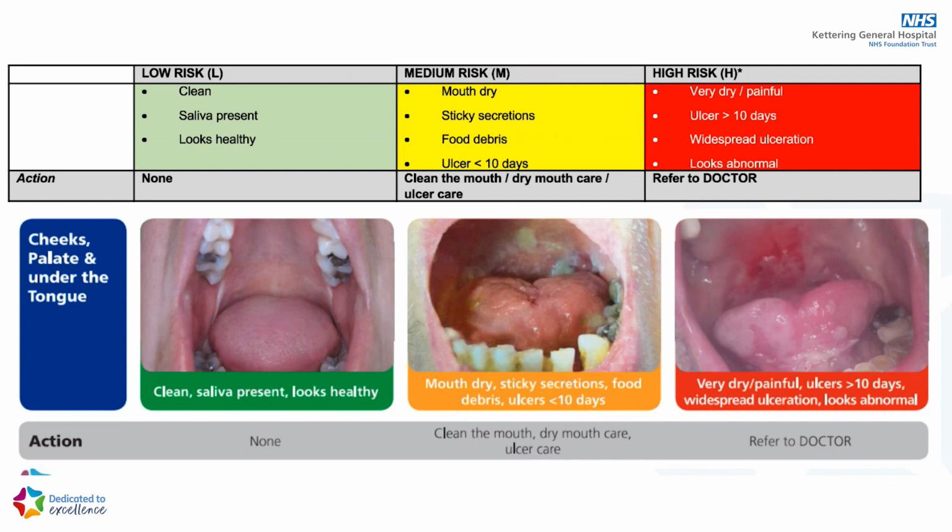If we then move on to the cheeks, palate and under the tongue, do they look clean? Is saliva present? Do they look healthy? Or is the mouth dry? Are there sticky secretions, food or debris? And are there ulcers, mouth ulcers, tongue ulcers that have been there for less than 10 days? If somebody is at high risk, is the mouth then very dry? Is it painful? Have they got mouth ulcers that you know have been there for longer than 10 days? Is there widespread ulceration? And does the mouth look abnormal?